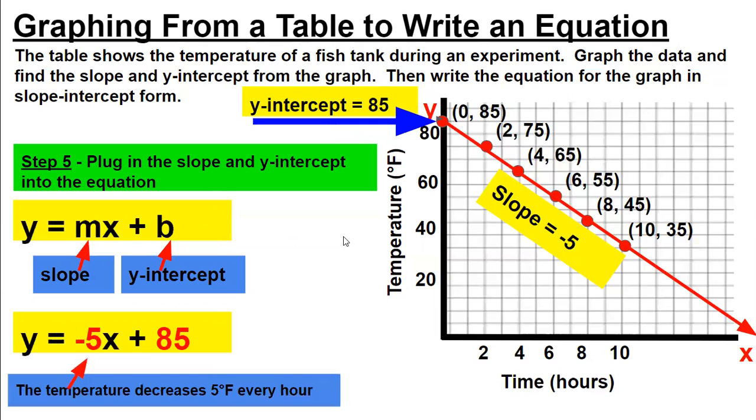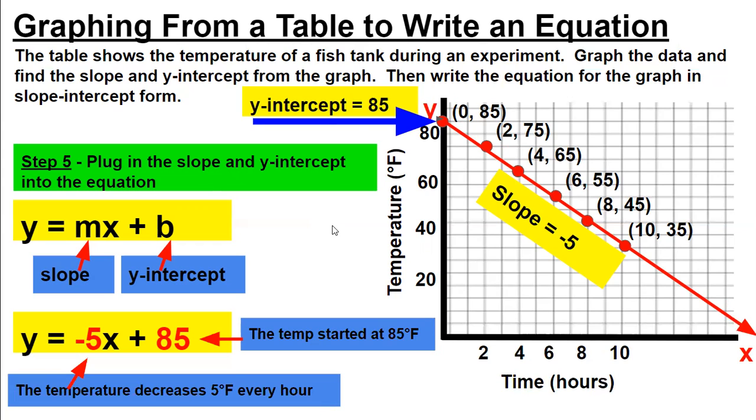So what does that mean? Well, at -5, that means the temperature decreases 5 degrees Fahrenheit every hour. That's the unit rate. That's the slope. What does the 85 mean? That's the temperature starting value. Remember, the y-intercept is the initial value. Initial means the beginning value. So that's what the temperature starts at, and then it starts to fall every hour.